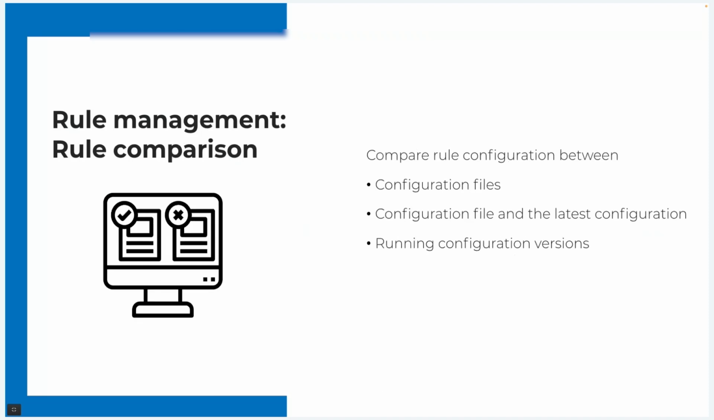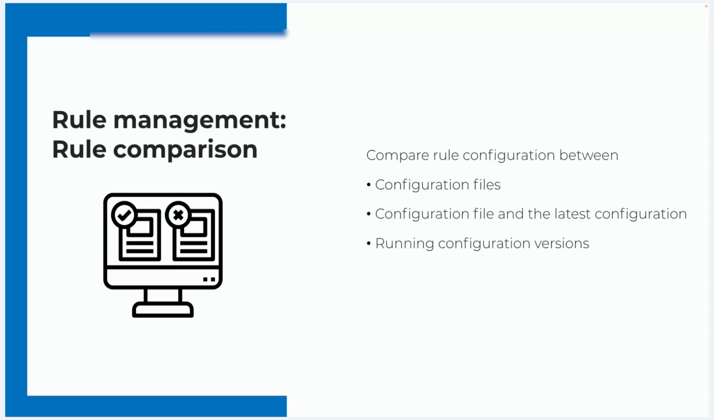Next, we're going to look at the feature called rule comparison. With this feature, Jim can easily pinpoint the changes that are made to the rule configuration, and he can arrive at the conclusion by comparing the configuration files between two running versions of configuration files, or any two offline versions, or even between configuration that is currently running and a configuration that is present in the offline version.